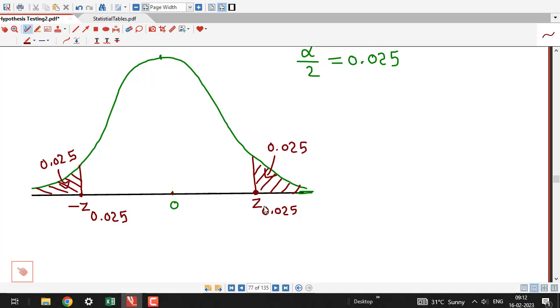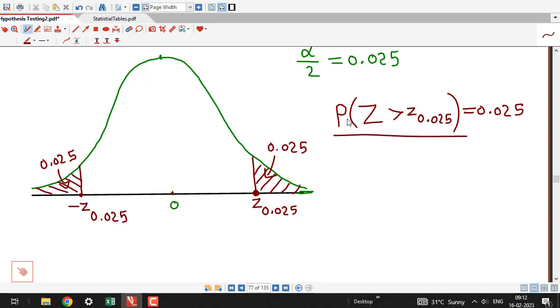Now what is meaning of this z suffix 0.025? That means probability that if value of capital Z is greater than this value, which we have to decide, z suffix 0.025 is 0.025. Area to the right side of this point is 0.025, that we can write in terms of probability as probability that capital Z takes the value greater than this point is 0.025. Now what about this probability?